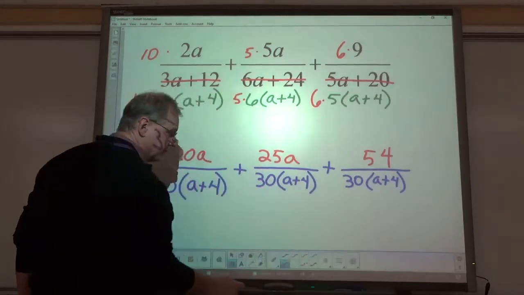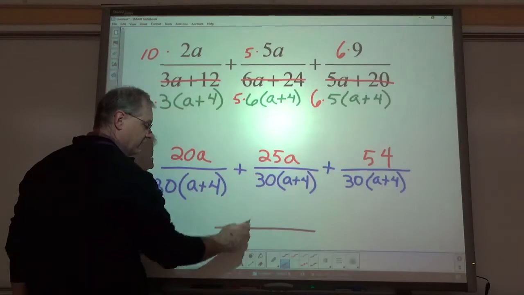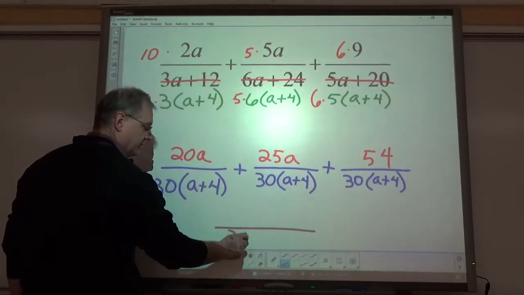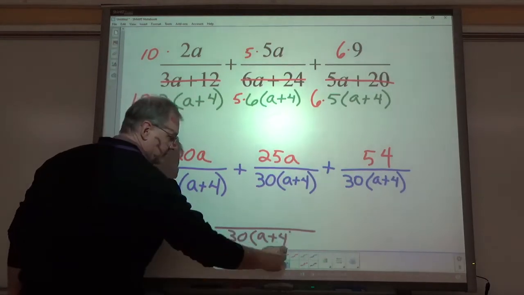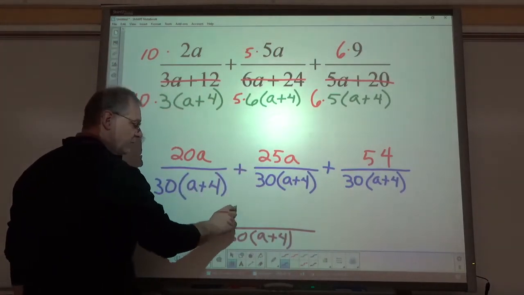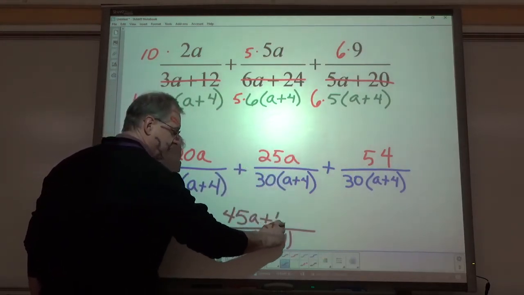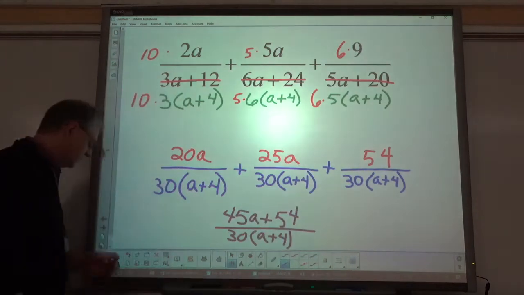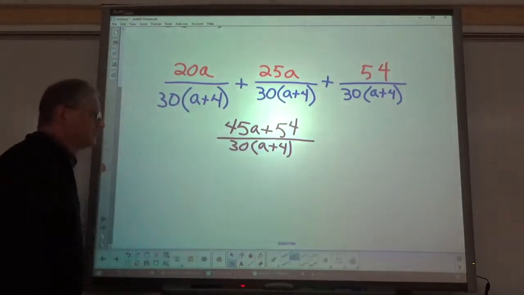Let us combine over one denominator, because it's adding, right? So 30, 20a plus 25a, that's 45a, and 54. Okay. Well, that's good so far.